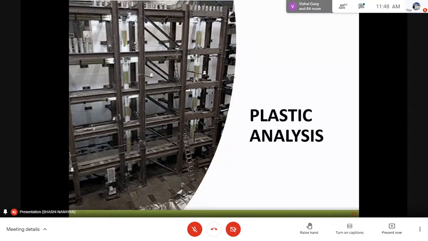Now, the first thing, why plastic analysis is required is to understand. Generally what we have seen is that we want our structure to go into the non-linear hinge.